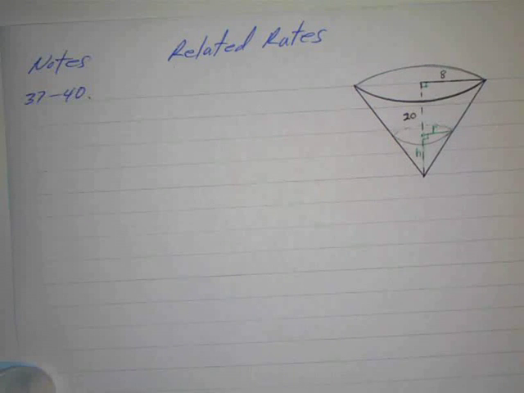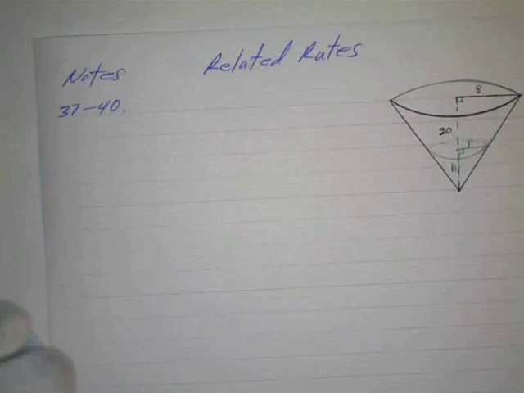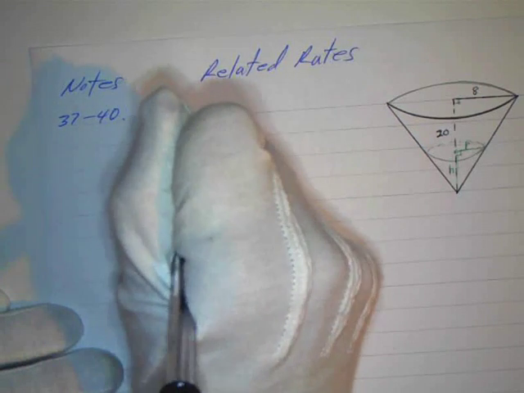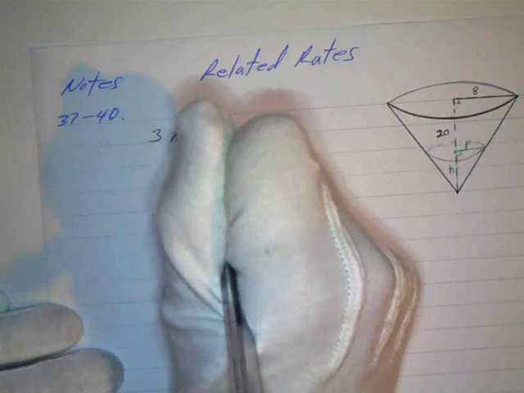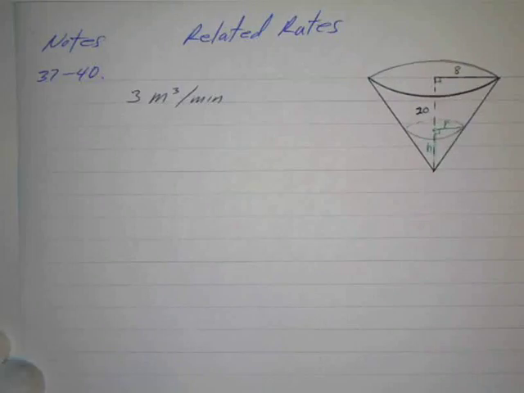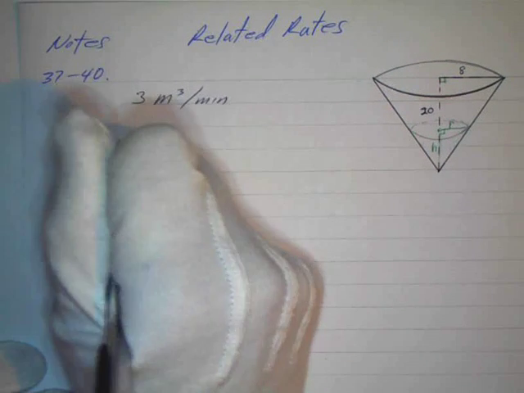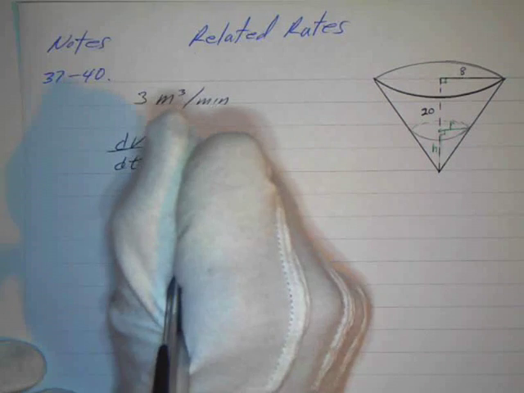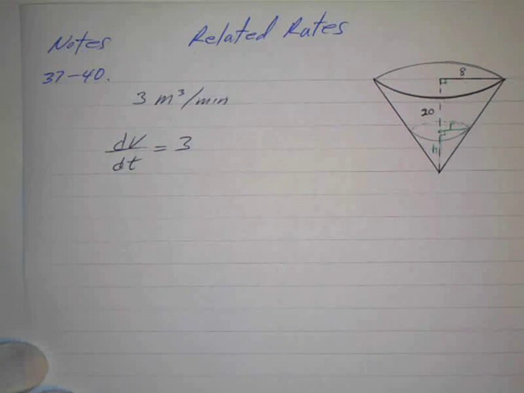So let's take a look at it. We have 3 cubic meters, so let's look at what we have. We've got 3 meters cubed per minute. So this is going to be a volume. So this is going to be my dV/dt. Meters cubed is volume. So we'd say that dV/dt equals 3, that would be meters cubed per minute.